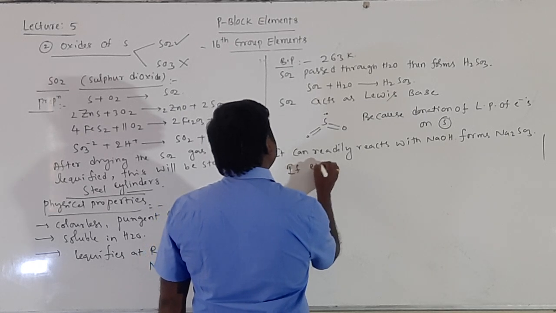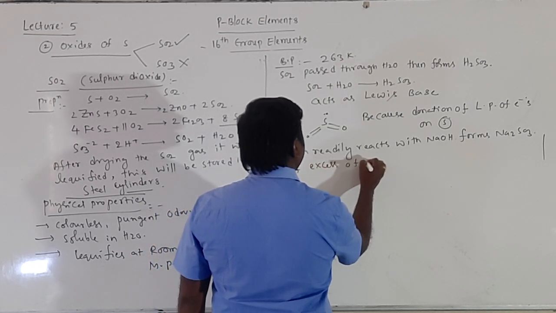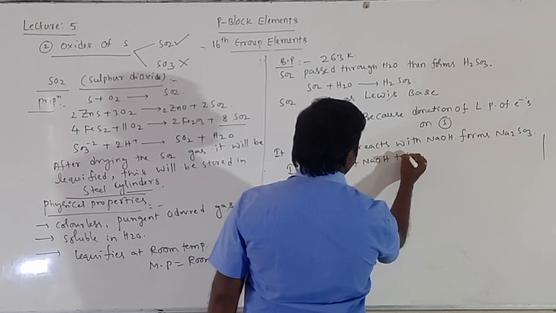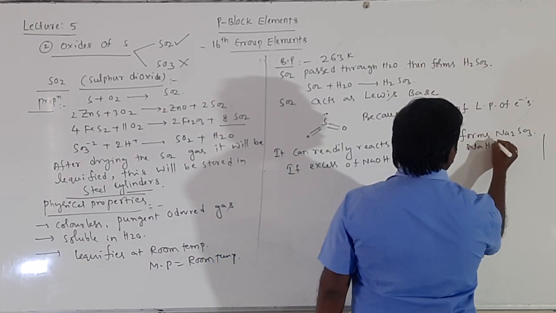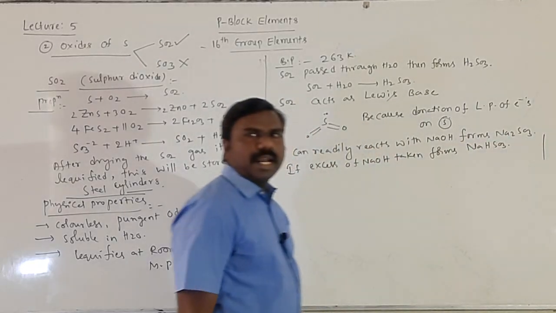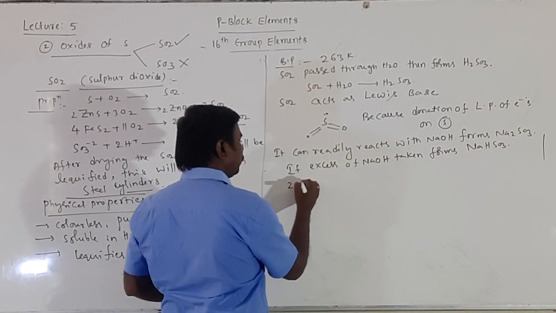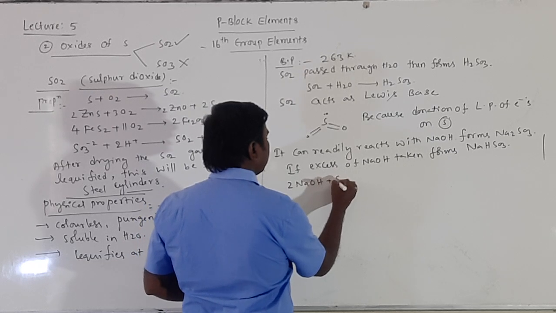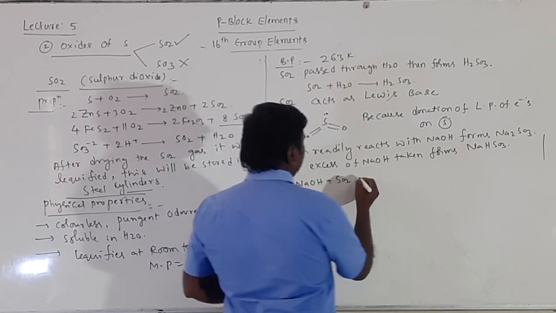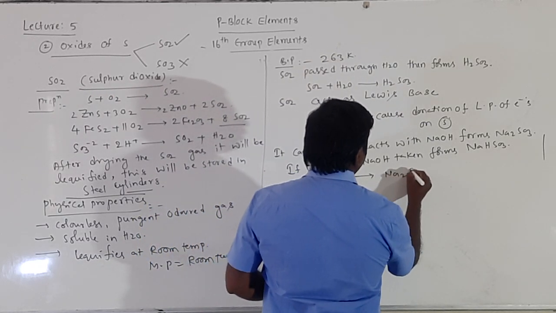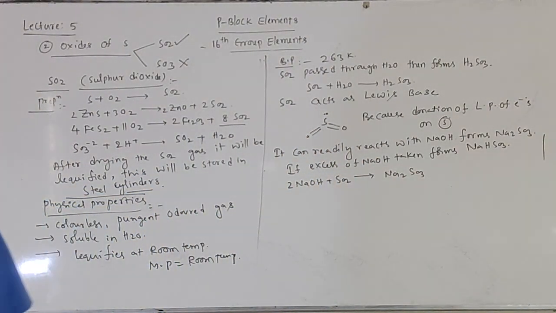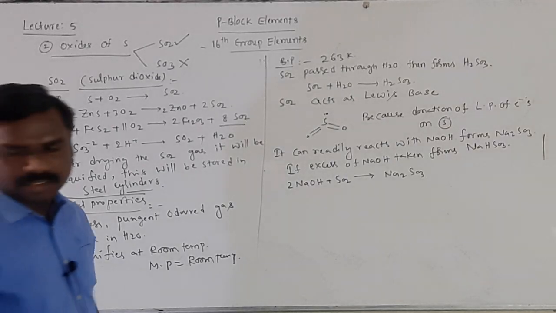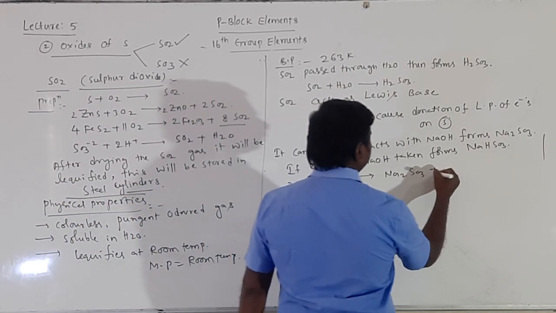If excess NaOH is taken, it forms NaHSO3, it is right. The equation is 2NaOH plus SO2 gives rise to Na2SO3. The formed one is Na2SO3 plus H2O will be formed.